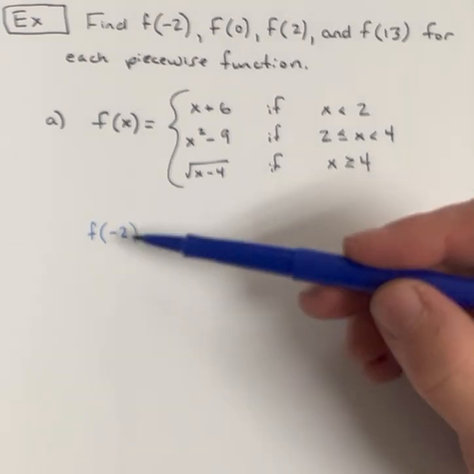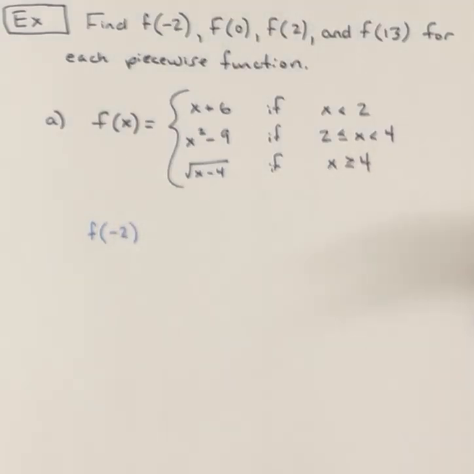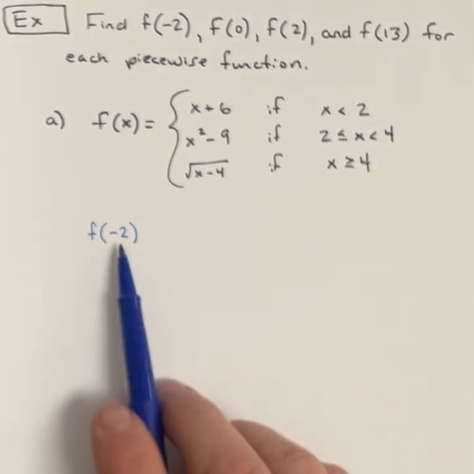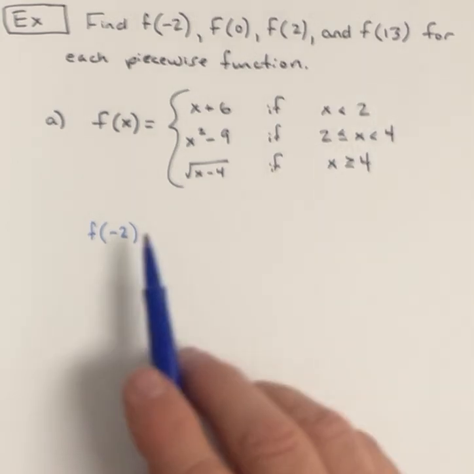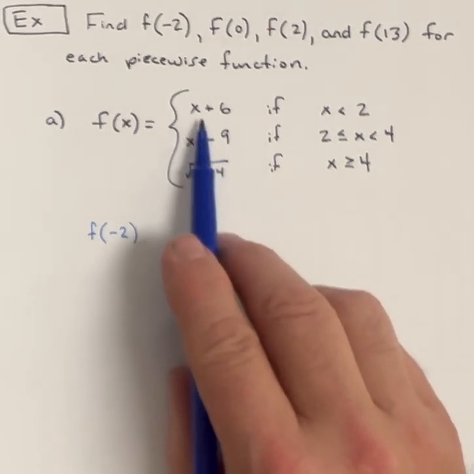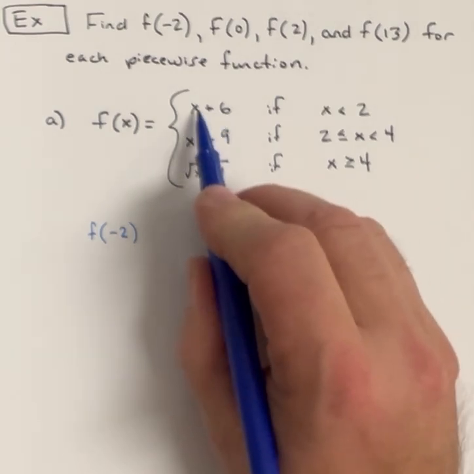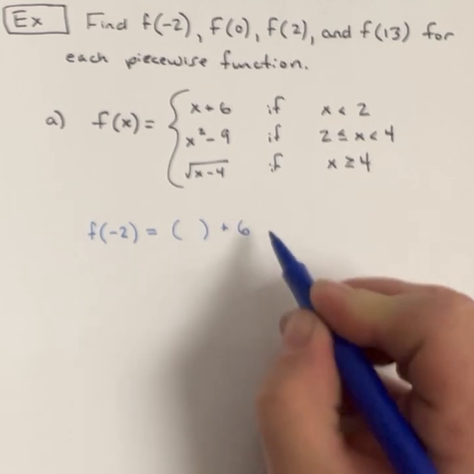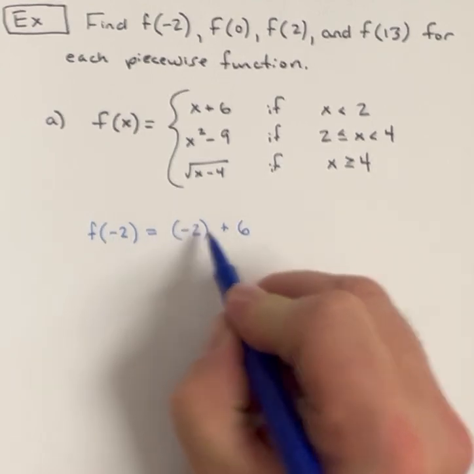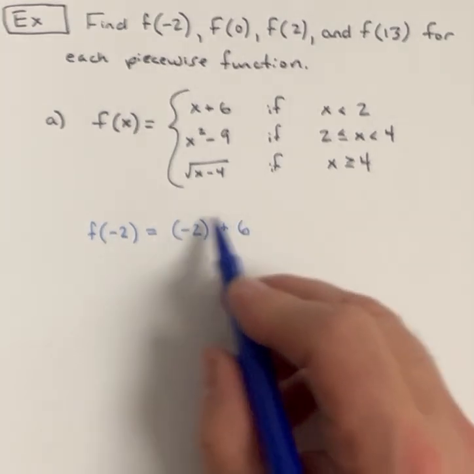So we want to take a look at the value we're evaluating, which is -2, and see which one of these constraints it fits into. Is -2 less than 2, between 2 and 4, bigger than 4? We want to choose the correct one of those. -2 is less than 2, so we will be plugging -2 into this top equation only. That top equation is x plus 6, so I'm going to write it as parentheses plus 6, and then I can take the -2, plug that in, and then we just need to evaluate.